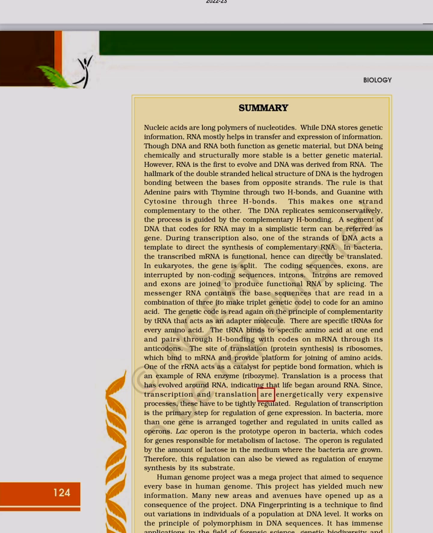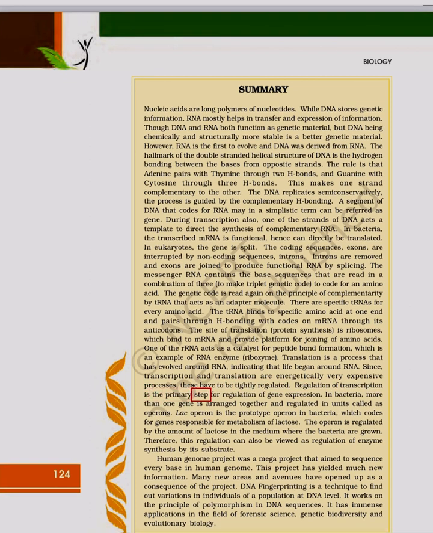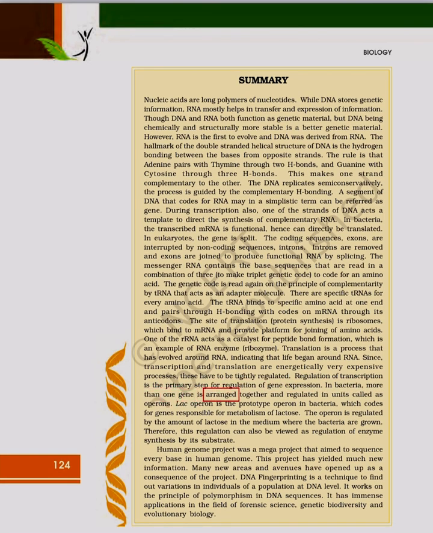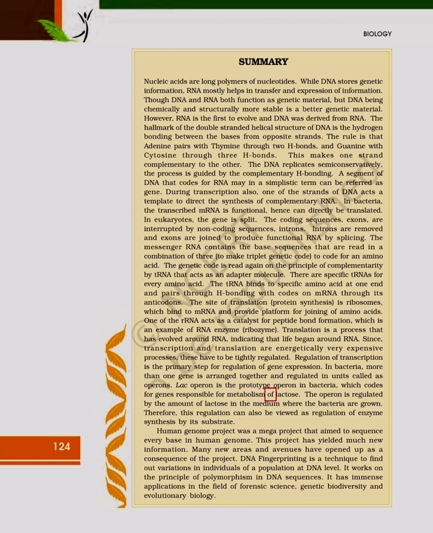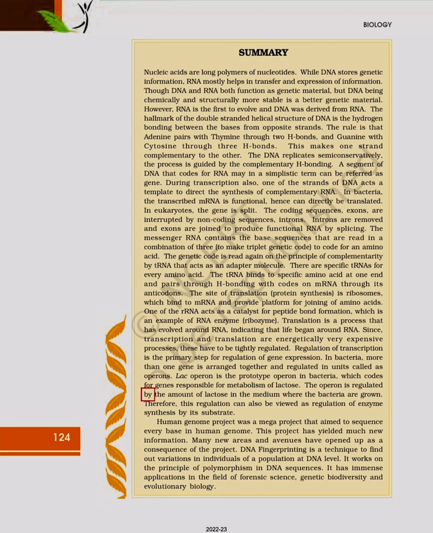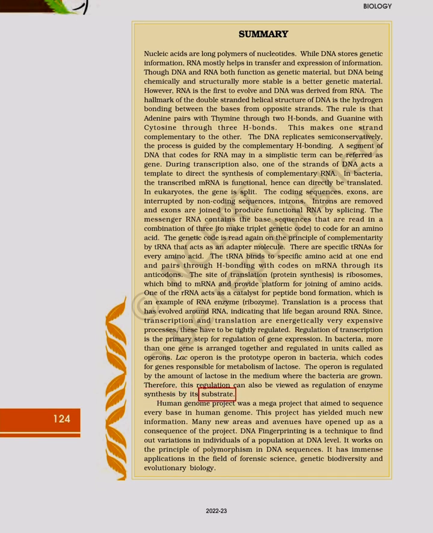Transcription and translation are energetically very expensive processes. These have to be tightly regulated. Regulation of transcription is the primary step for regulation of gene expression. In bacteria, more than one gene is arranged together and regulated in units called operons. Lac operon is the prototype operon in bacteria, which codes for genes responsible for metabolism of lactose. The operon is regulated by the amount of lactose in the medium where the bacteria are grown. Therefore, this regulation can also be viewed as regulation of enzyme synthesis by its substrate.